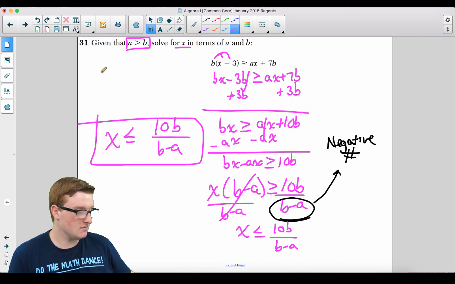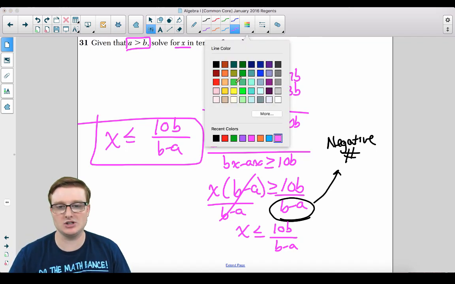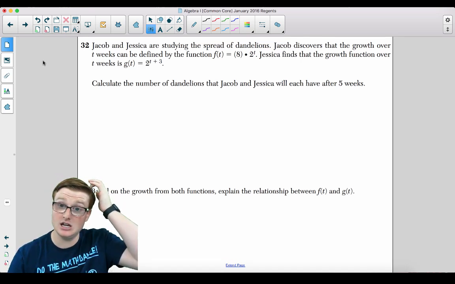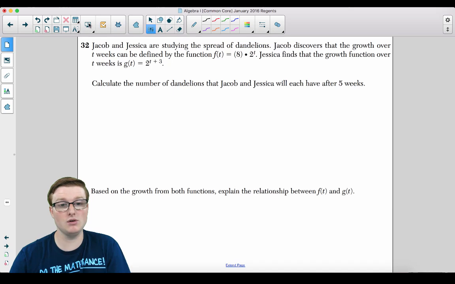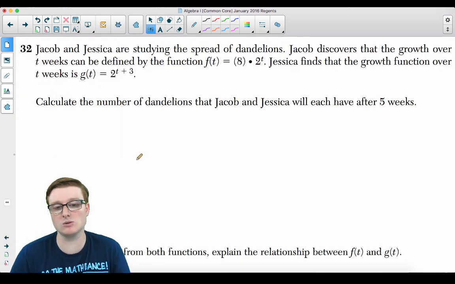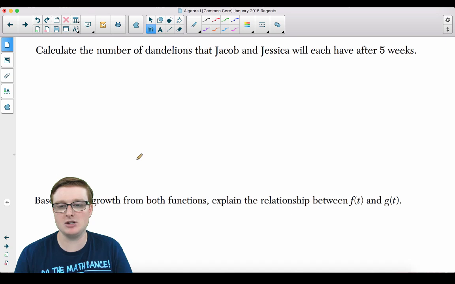31. All right, last question of the part 2s. Question 32. Jacob and Jessica are studying the spread of dandelions. Jacob discovers that the growth over t weeks can be defined by the function f of t equals 8 times 2 raised to the t. Jessica finds that the growth function over t weeks is given by g of t equals 2 raised to the t plus 3 power. Calculate the number of dandelions that Jacob and Jessica will each have after 5 weeks.